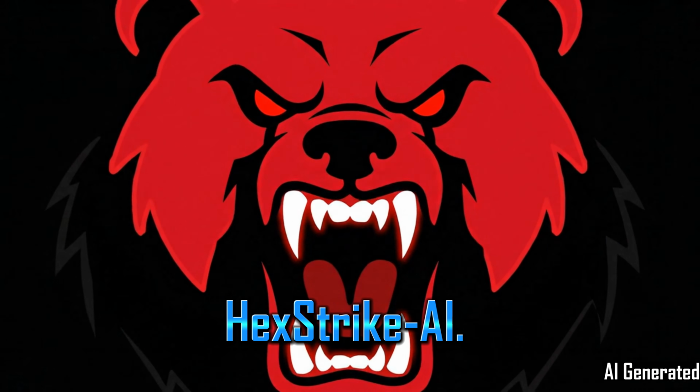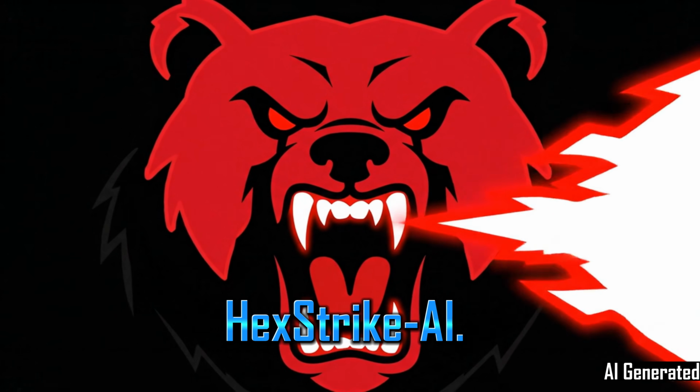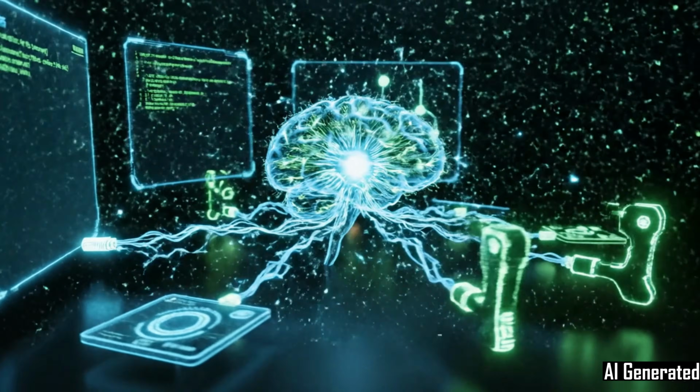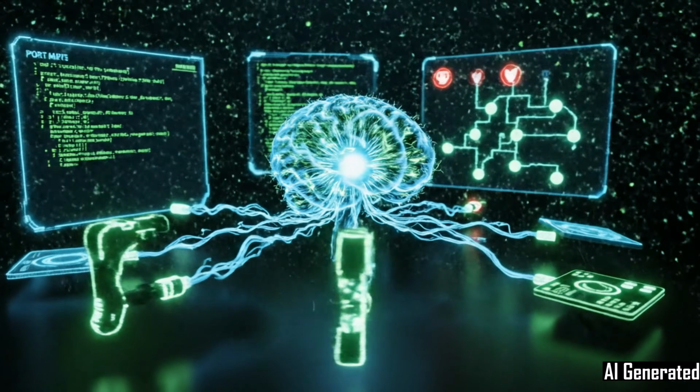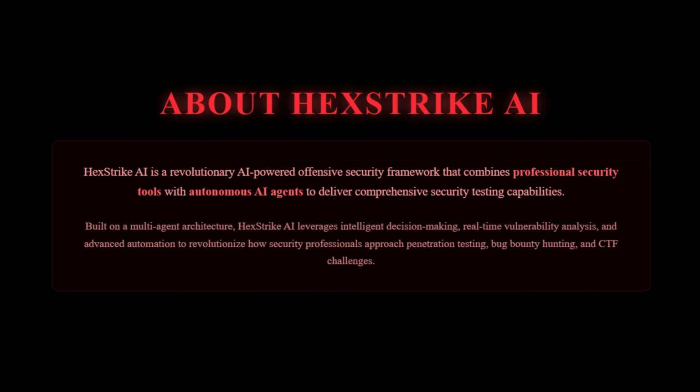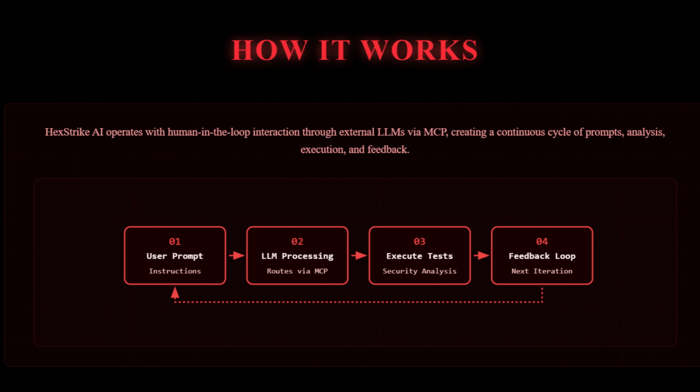Today we will be talking about HexStrike AI. It's an open source tool that connects AI directly to the system. This means that through it, AI will be able to access real hacking tools and perform tasks for you. HexStrike is an MCP-based offensive security framework. It bridges the gap between AI and cybersecurity.